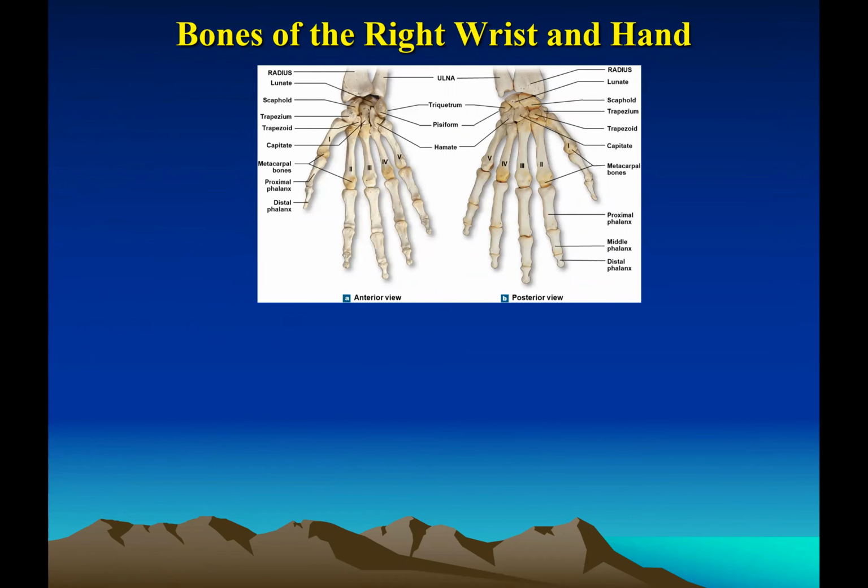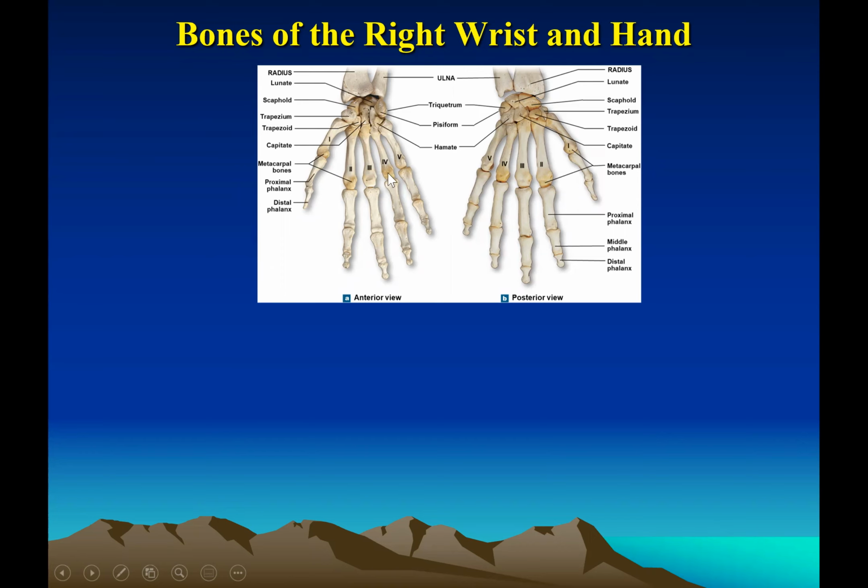Coming to the bones of your wrist and your hand. There are 4 proximal carpal bones and 4 distal carpal bones. The scaphoid is near the styloid process. The lunate is medial to the scaphoid. There's one called the triquetrum, and then there's the pisiform, and there are 4 distal carpal bones.